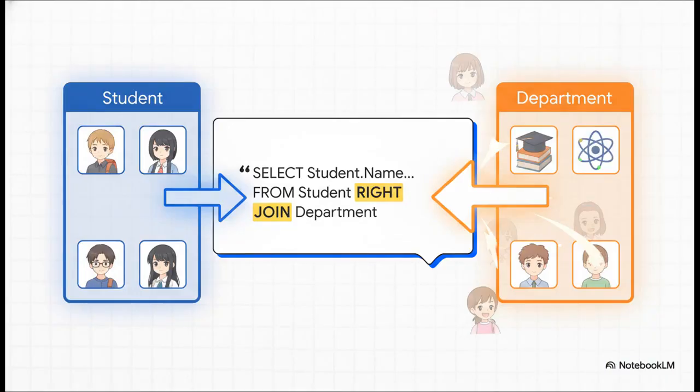Okay, now let's pivot and look at the right join query. By swapping out left for right, we're essentially shifting our strict priority. Now the department table, which sits on the right side of our join statement, becomes the VIP. We're telling the database not to drop any departments, regardless of whether any students are actually assigned to them.